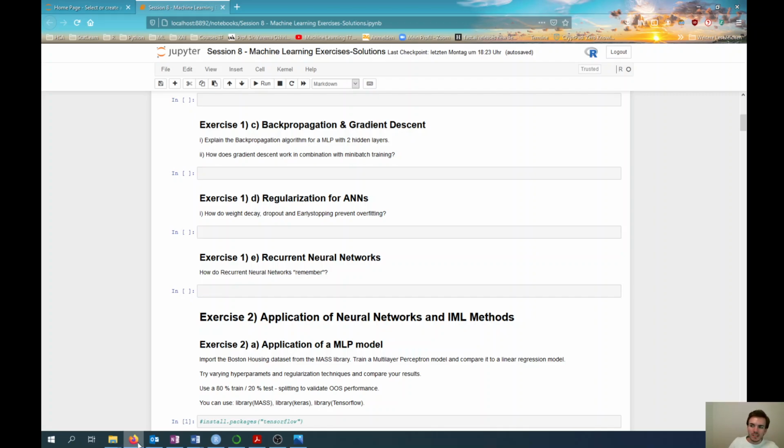In exercise 1C, we will talk about backpropagation and the gradient descent algorithm. First, we will explain how gradient backpropagation works for the MLP with 2 hidden layers, and then we'll talk about how gradient descent works in combination with mini-batch training.